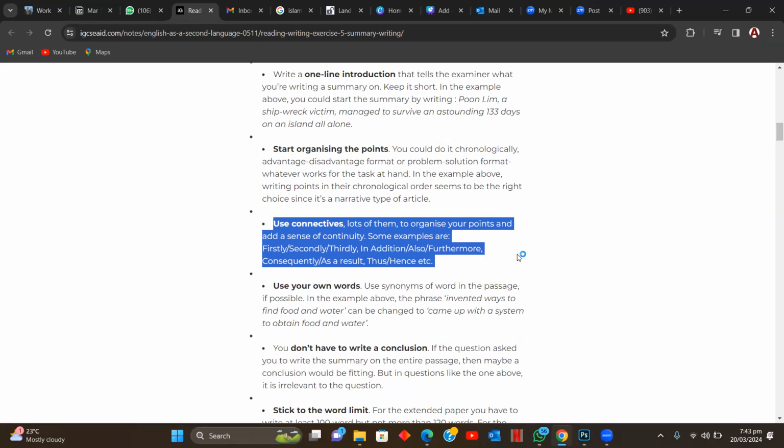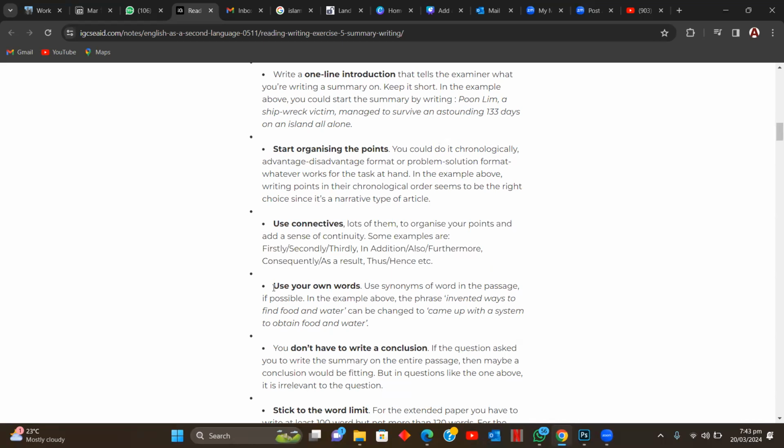Now, another important point is that you need to use your own words in the summary. The notes that you would have written in the previous note-taking task, you cannot use those words in your summary writing. The words that you use have to be your own.